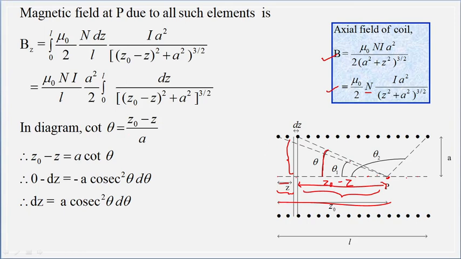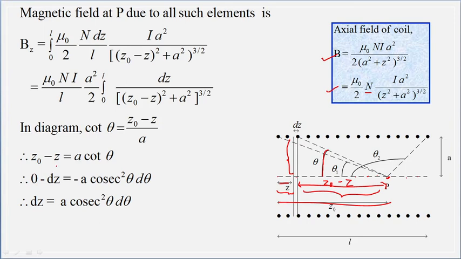And cot of this angle is adjacent side, z naught minus z, divided by a. We simplify this: z naught minus z equals a cot theta. Now we require what is dz, so differentiate this. Z naught is constant. See that this point P is a fixed distance from the end, so z naught is constant. So the derivative of constant is 0.